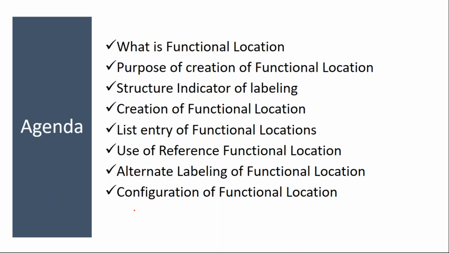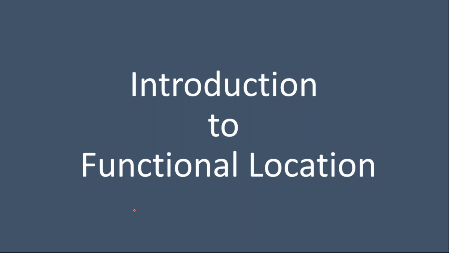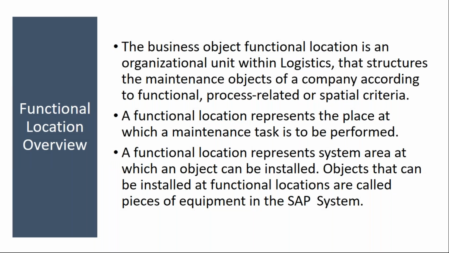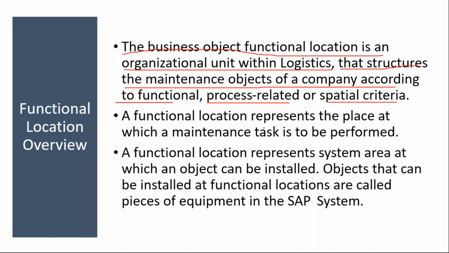First we'll start with the introduction to the functional location. The business object functional location is an organizational unit within logistics that structures the maintenance objects of a company according to functional, process related, or spatial criteria. Functional location represents the place at which a maintenance task is to be performed. So basically, a functional location is the place where your machines are located.